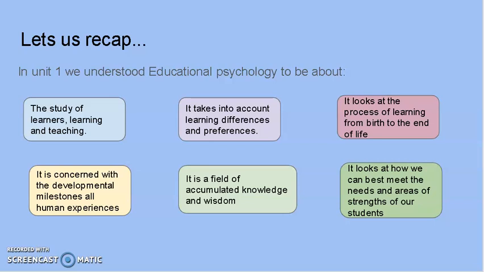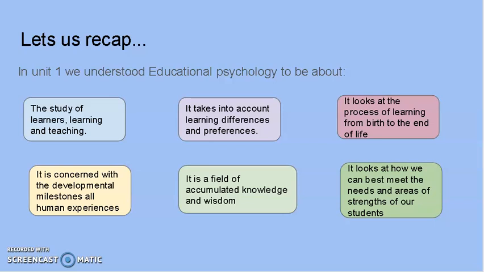What we've discussed so far is that it's the study of learners, the study of how they learn and how they get taught and how teachers teach them. It also takes into account learning preferences and learning differences and why we need to understand the importance of these differences and preferences. Then, of course, it looks at the process of learning from birth to the end of life, everything in between, the expectations of when children or adults or teenagers would experience certain things.